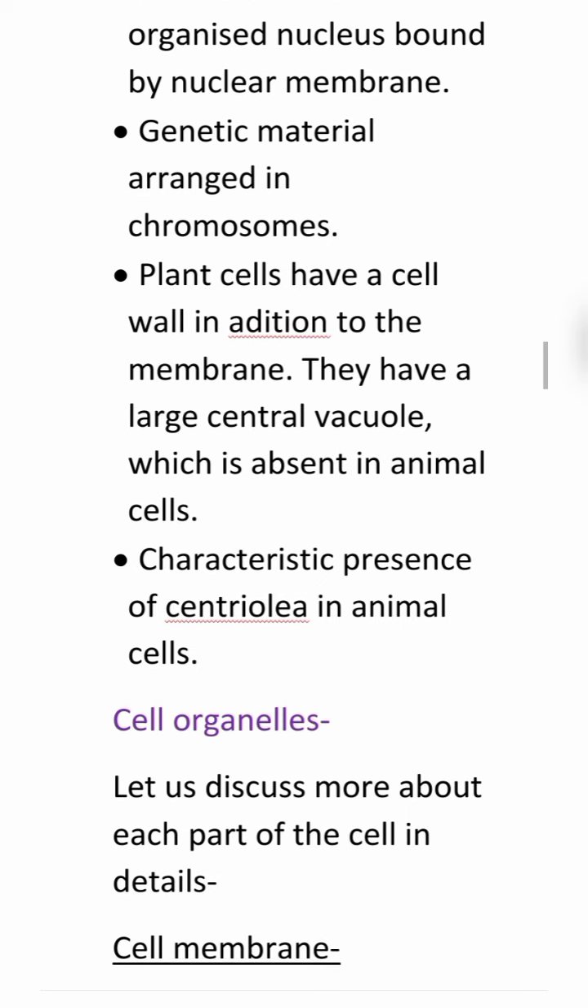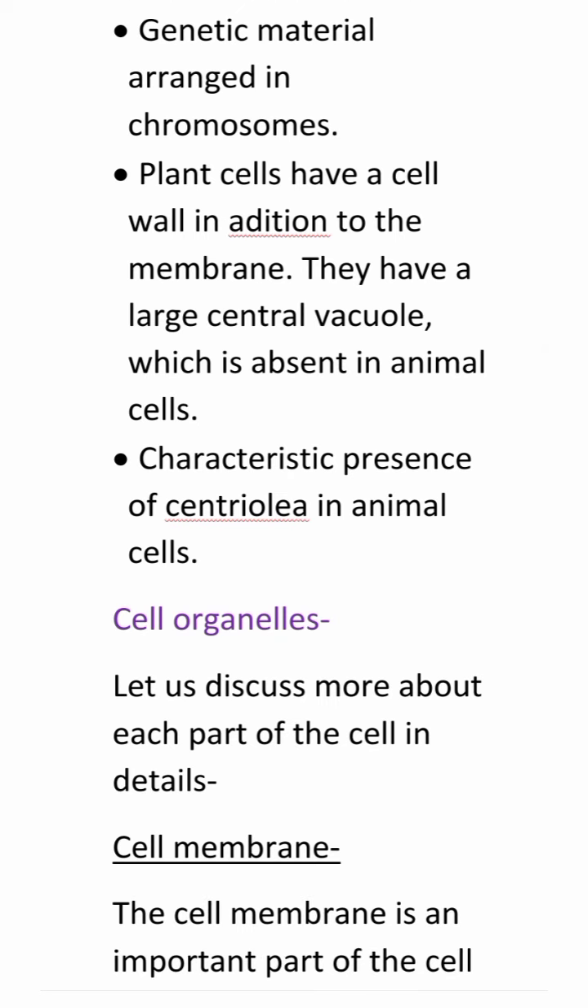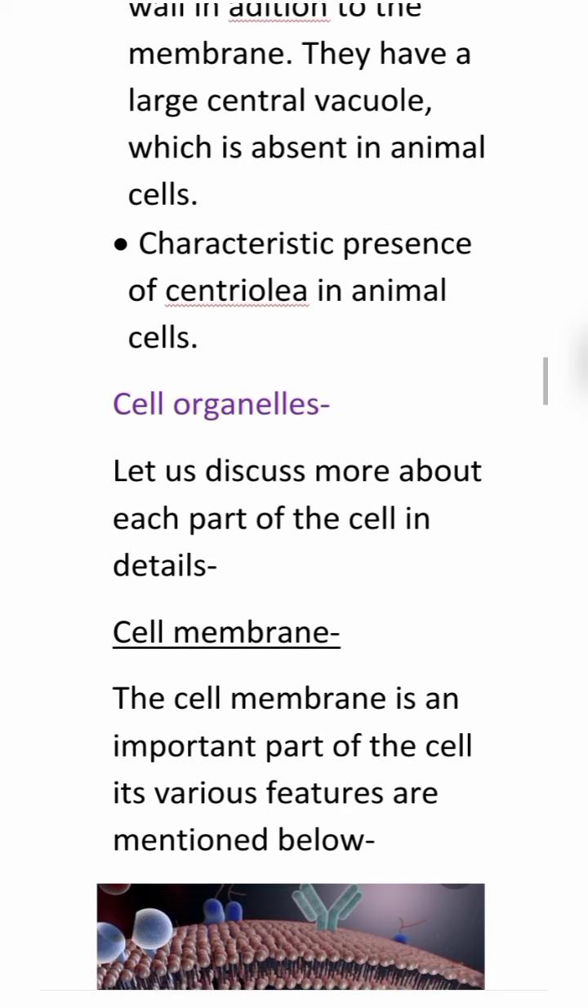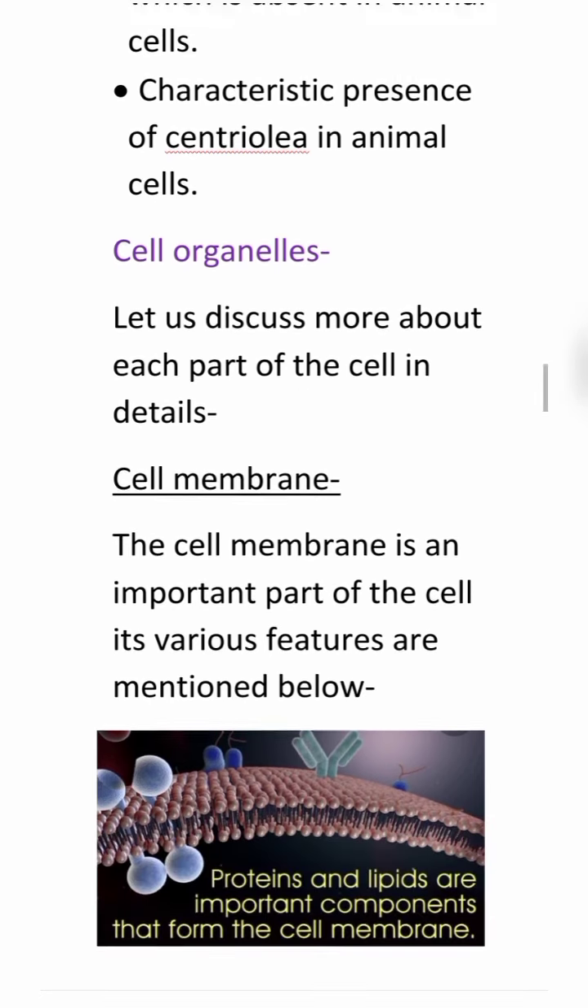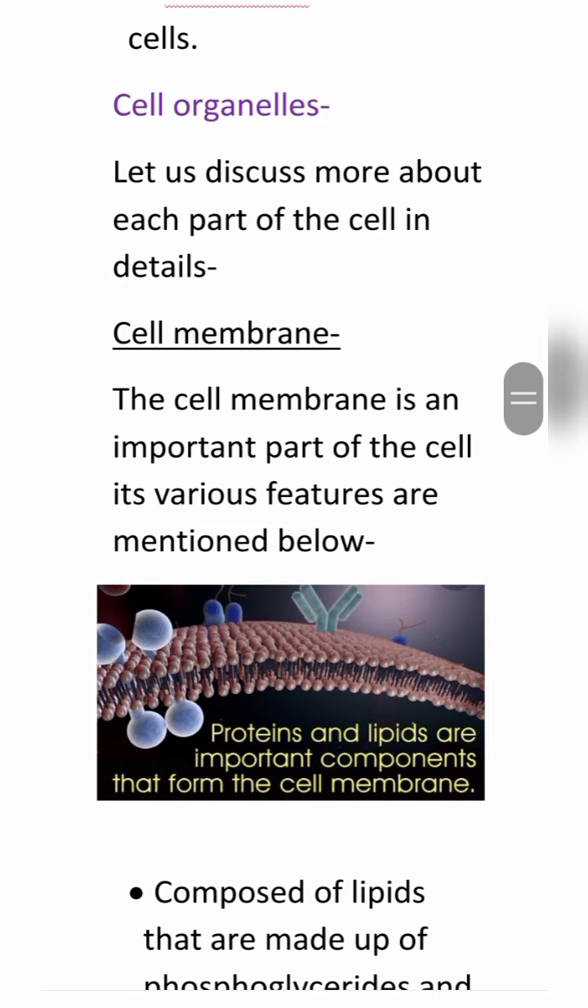Plant cells have a cell wall in addition to the membrane. They have a large central vacuole, which is absent in animal cells, and animal cells have the characteristic presence of centrioles. These are the characteristic features of eukaryotic cells. Let us know more about the cell organelles. Let us discuss each part of the cell organelles in detail.